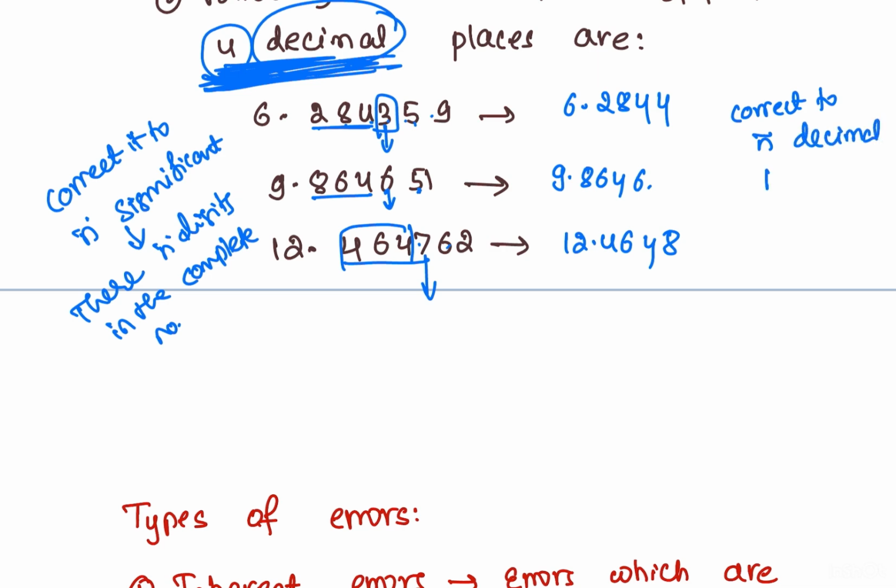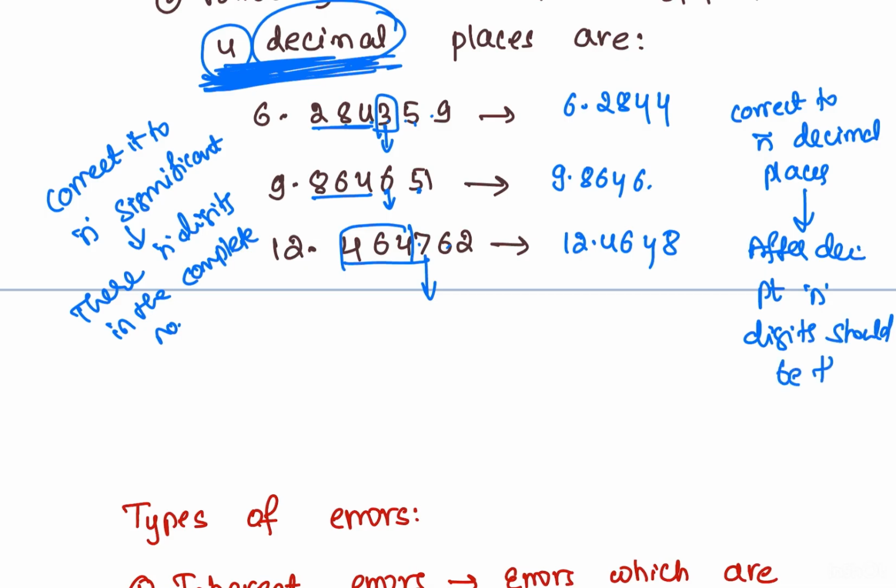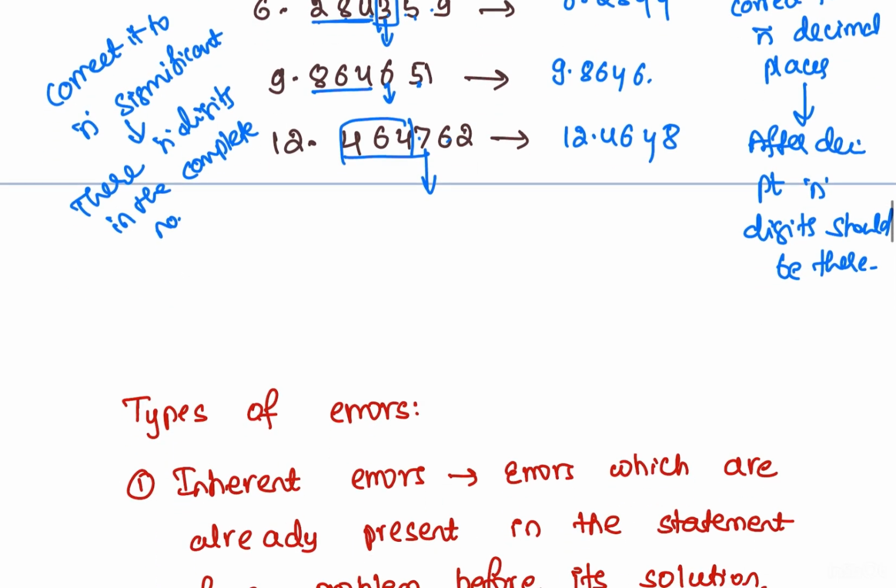N decimal places means after the decimal point, n digits should be there. So there will be a slight difference between these two. You have to observe that very keenly. So this is about rounding off to some significant digits or some n decimal places.